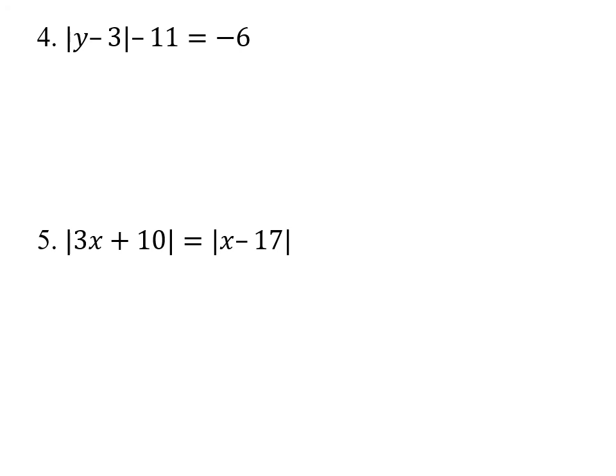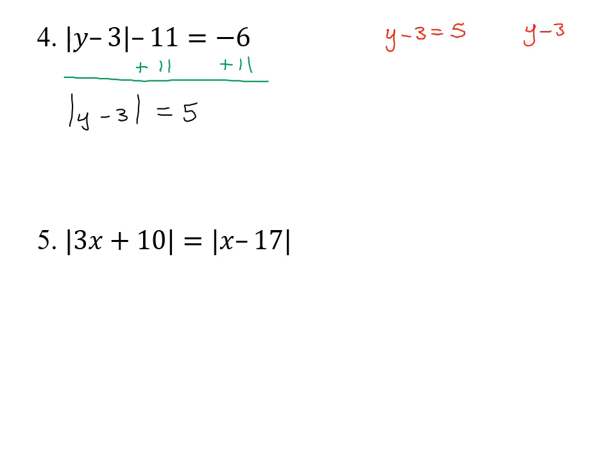Now, if your absolute value is not already by itself, you do have to get it by itself before you split it up. So for instance, on this first one, absolute value of y minus 3 minus 11 equals negative 6. Some people look at the negative 6 and say, oh, well, there's a negative on the right-hand side. There's no solution. That's not the case if you don't have the absolute value by itself. So we do have to add this 11 to both sides before I begin. And so I'll have the absolute value of y minus 3 equals 11 minus 6, which is 5. Then I can actually split it up. I'll either say that y minus 3 equals 5 or y minus 3 equals negative 5.